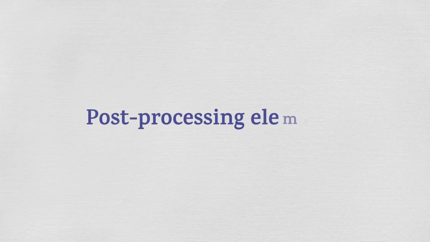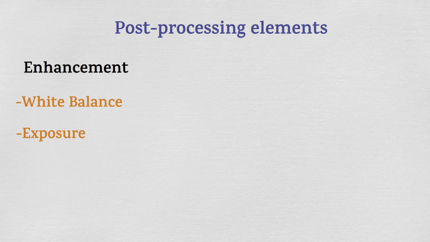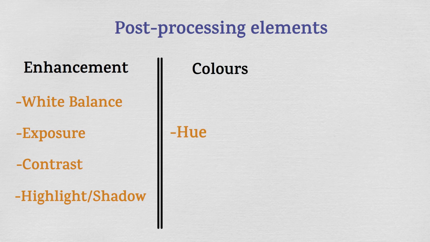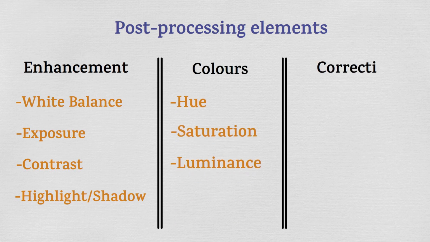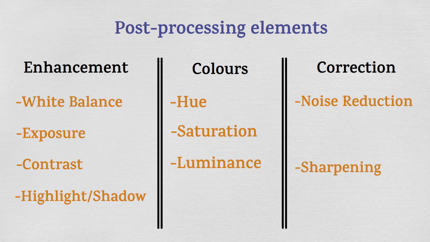As photographers, we said that we will look at enhancement and corrections in post-processing. In enhancement, we'll look at white balance, exposure, contrast, highlight and shadow, and in color we will look at hue, saturation and luminance. As far as correction is concerned, we'll look at noise reduction, sharpening and cloning. In subsequent sessions, we'll look at each of these in detail and we'll see how we can use a software to use these features and make your pictures look better.